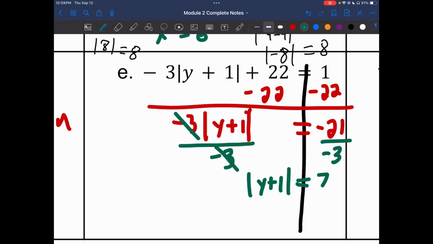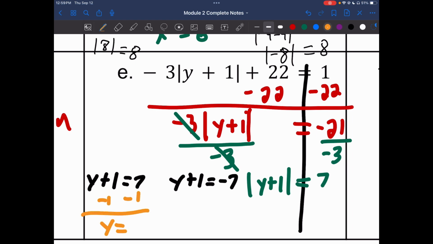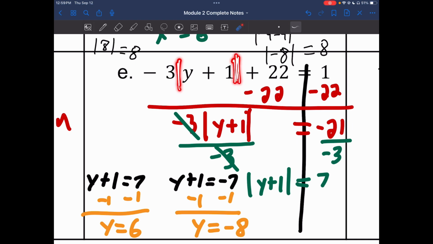Now we're going to split this into our two equations. Y plus 1 equals 7. Y plus 1 equals -7. And we do our work. Subtract 1 from both sides. Y equals 6. Subtract 1 from both sides. Y equals -8. So those are your two answers, 6 and -8. But we had to work through a couple steps before we could even get there. Again, our absolute value has to be all alone on one side of the equation, as it is right here, before you can split it into our two pieces.